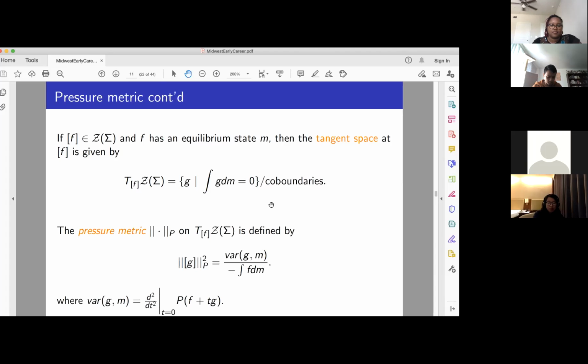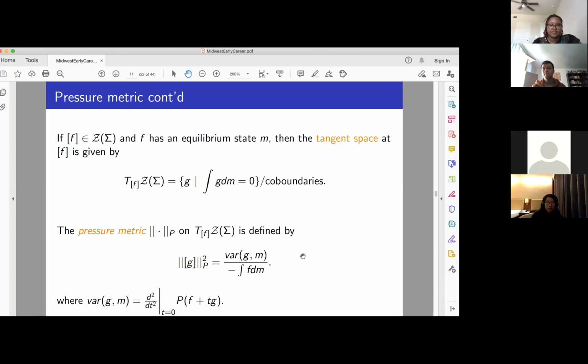Right. So the pressure metric is basically a metric on the tangent space, or a symmetric bilinear form on the tangent space. It is defined as follows. We take a tangent vector, which is g, as we defined above. Then the length of this vector squared equals the variance divided by the integral of f against its equilibrium state. And what is the variance? Well, the variance is the second derivative of pressure.